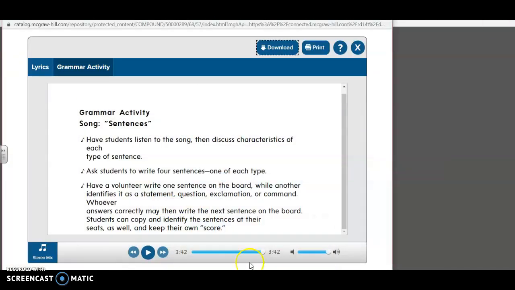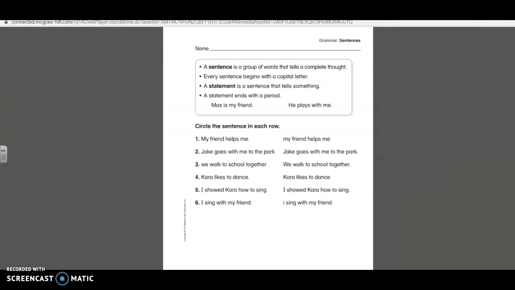Okay, boys and girls, now it is your turn. We practiced on a game. We listened to a song about the 4 kinds of sentences. Okay? This is what we're going to do on your paper. You have to read number 1 and then see what ending will go with it. Okay?